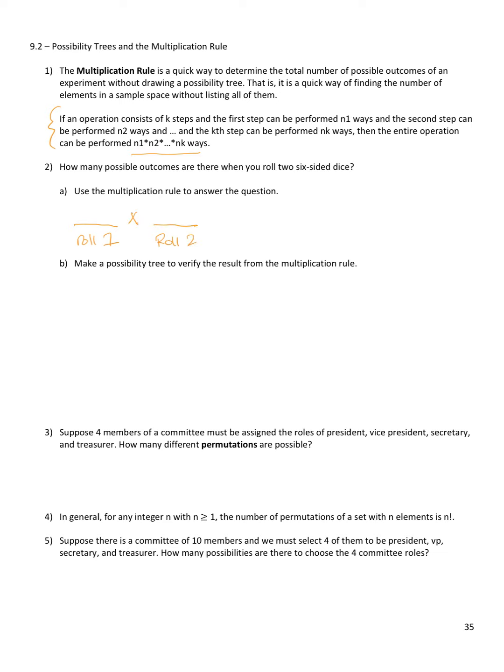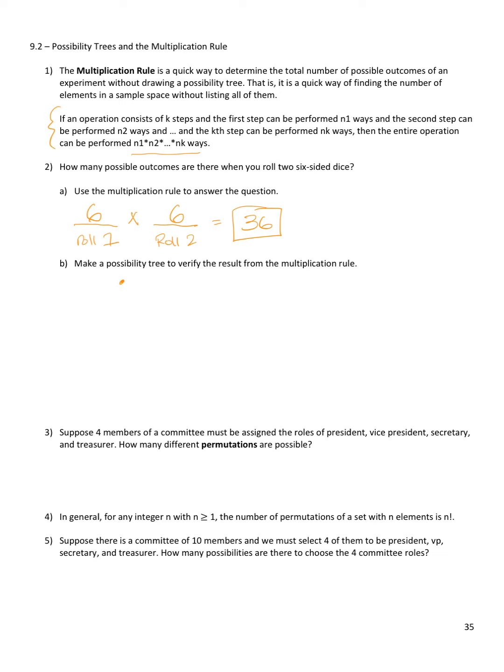So how many possible outcomes are there when you roll a six-sided dice? 6. And the next dice also has 6 options. You multiply them together and you get 36 possible pairings for when you roll the 2 dice. We want to verify this with a possibility tree, which is a little messy, but we're going to try.